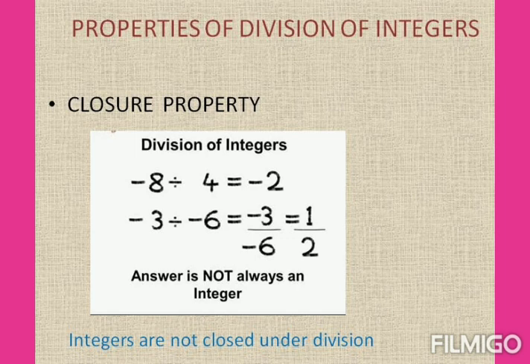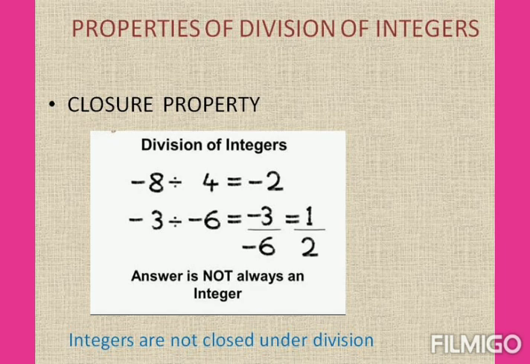Children, now we are going to discuss the properties of division of integers. First property is the closure property. Let us consider two integers minus 8 and 4. If you divide minus 8 by 4, you will get the answer minus 2. If you consider another two integers minus 3 and minus 6, and divide minus 3 by minus 6, you will get the answer plus 1 by 2, by applying the rules. Here 1 by 2 is not an integer. Therefore integers are not closed under division.